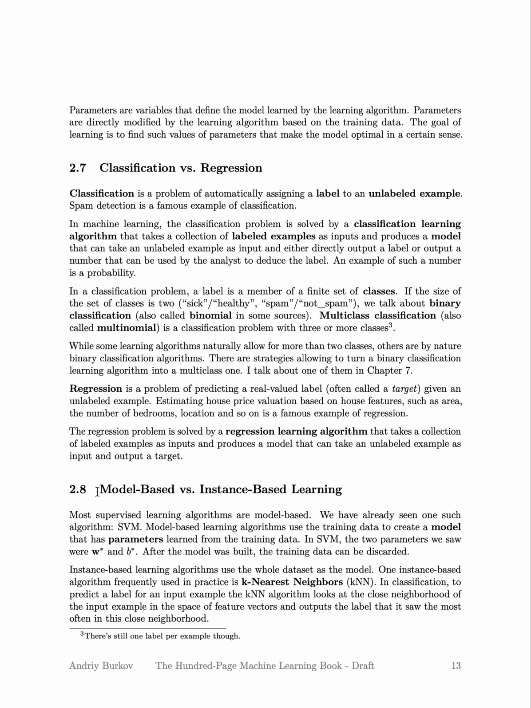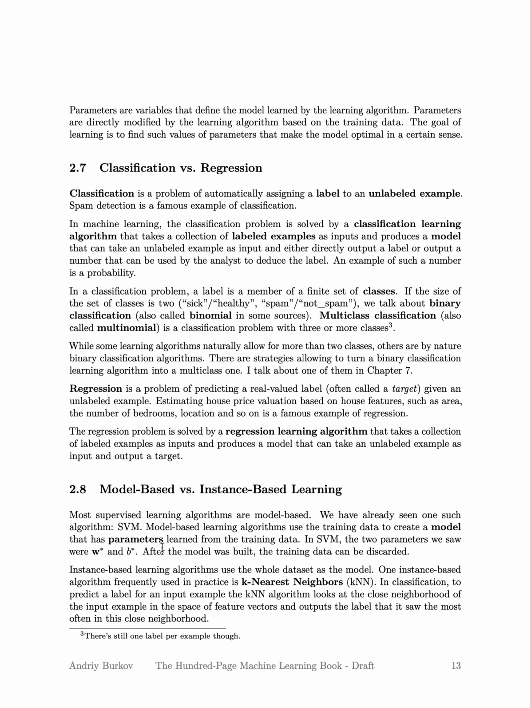Now there are two types of models: model based and instance based learning, right? Model based learners use the training data to create a model. This model will use parameters which were learned from the training data. So in SVM, the two parameters whose best values were learned from the training data were W and B, right? And after the model was built, the training data can be discarded because we already have the best fitting model. Now we just need that equation. We don't need the whole training data, right?